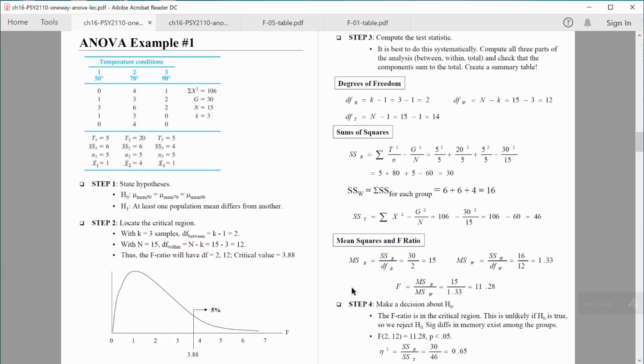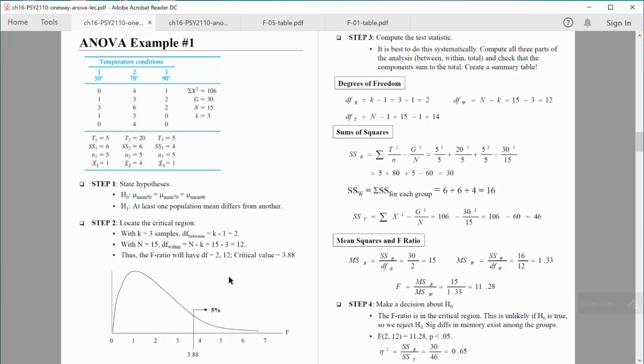So we begin with f, and then in parentheses, we have to put the degrees of freedom between and degrees of freedom within, because we used those degrees of freedom to find the critical value. So we have an f in parentheses with 2 and 12 degrees of freedom. F with 2 and 12 degrees of freedom was equal to 11.28. That was our obtained F value. And the probability of finding that value just by chance is very small. The probability is less than 5%.